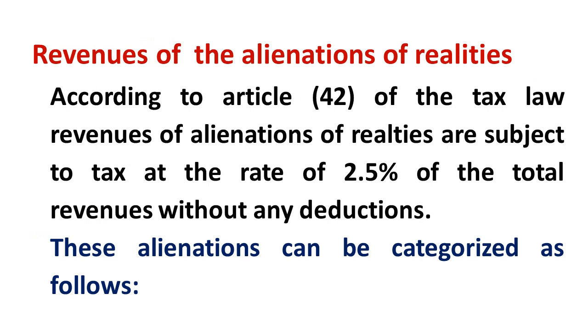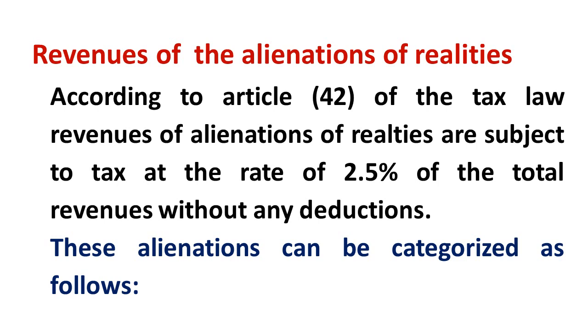The last kind, or the last category, of taxes imposed on the real estate wealth is the tax on the revenue of the alienation of realities. According to Article 42 of the tax law, revenues of alienation of realities are subject to tax at the rate of 2.5% of the total revenue without any deduction.